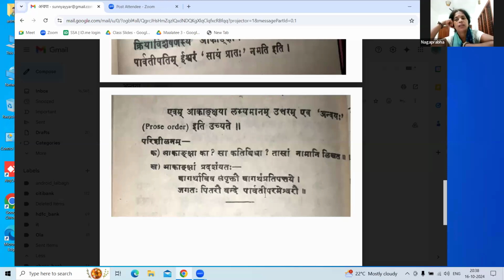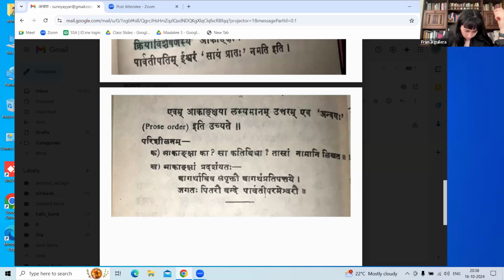Samprukta, meaning what? Samprukta means inseparable. They are linked together. You cannot separate them. Just like the word and the meaning, they cannot be separated. They are together. Samprukta means they are integrated.